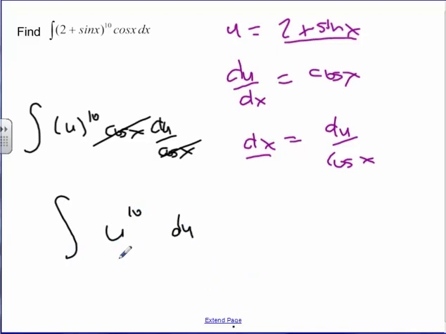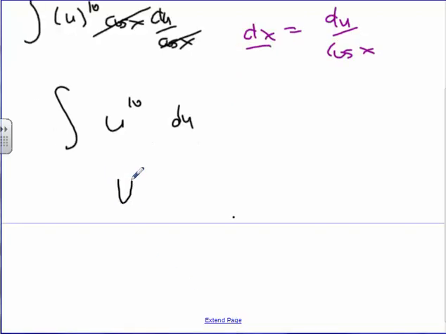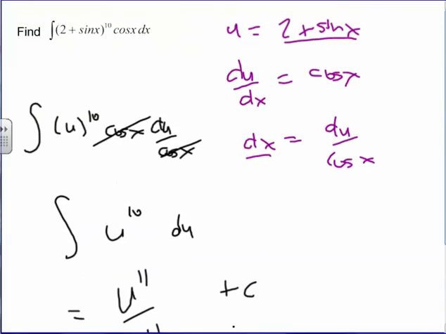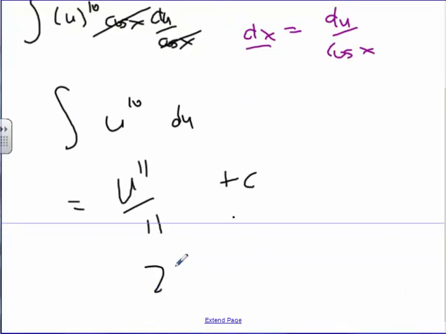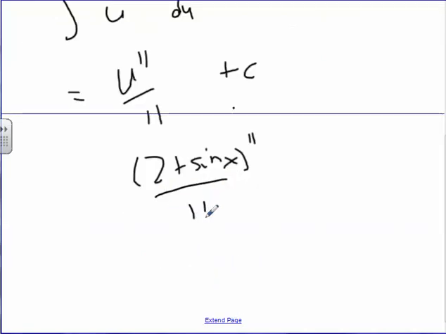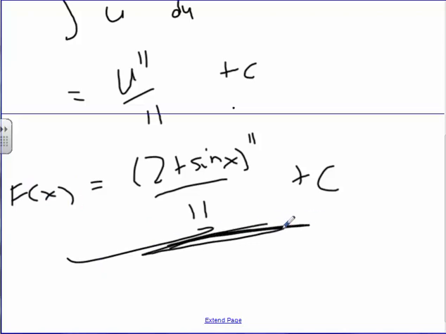Well, now to antiderive, you get u to the 11 divided by 11 plus c. And then since u was equal to 2 plus sine x, all goes to the 11, divided by 11. Don't forget to add c because it's an indefinite integral at this point. There we go. There's our antiderivative.